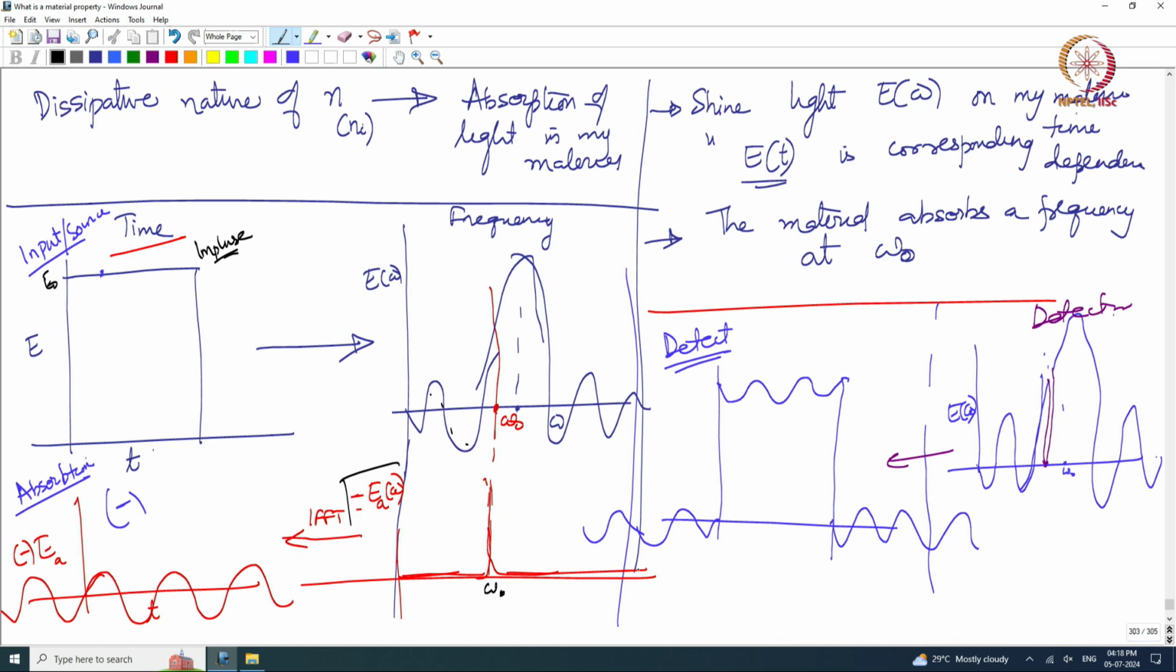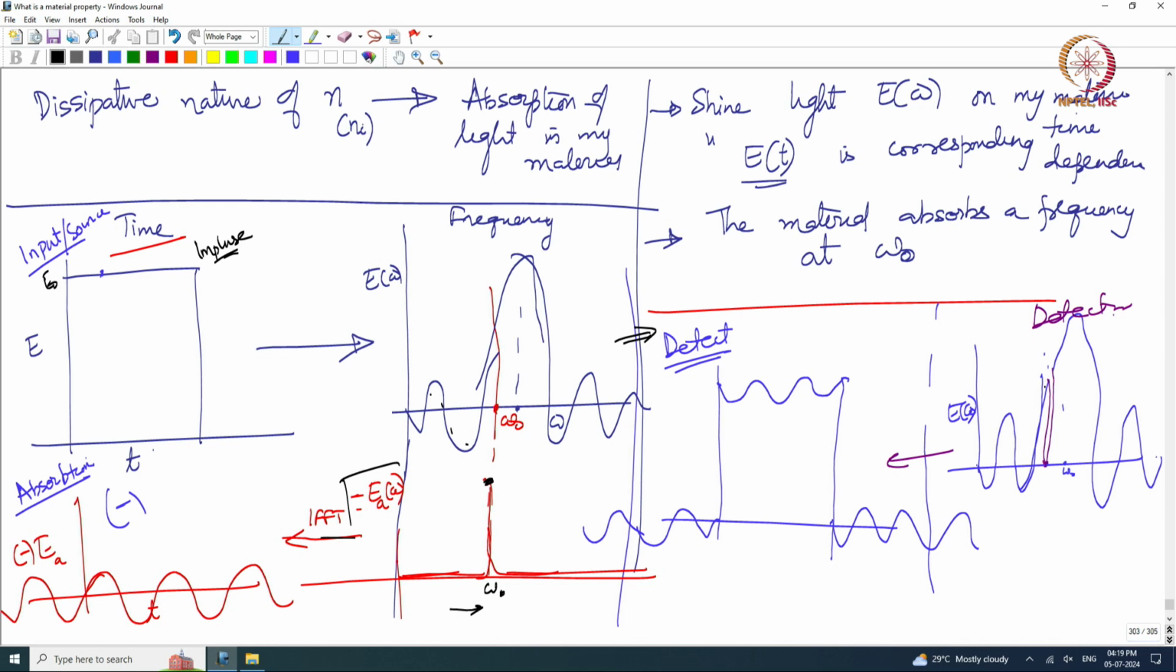So, this is the absorption spectrum of my material, right. As a function of omega, my light is absorbed only at this frequency. So, if that is the case, I took the inverse Fourier transform of this frequency and I said, okay, inverse Fourier transform is this sinusoidal wave, right. So, the light that is detected then, right. I said, what is the light that is detected?